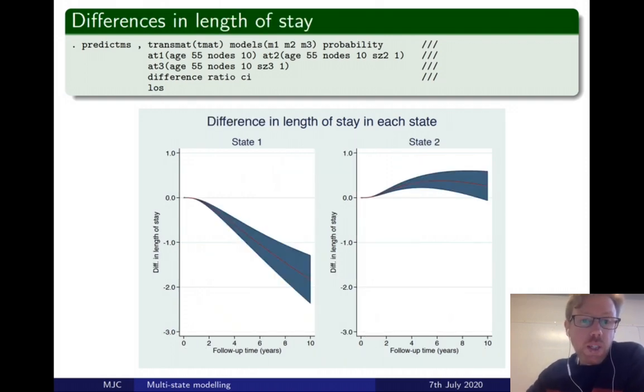We get my differences in length of stay across different covariate patterns. So here again, I'm comparing across tumor size, the impact of tumor size. Okay. Also added the ratio, if you prefer ratios than differences.